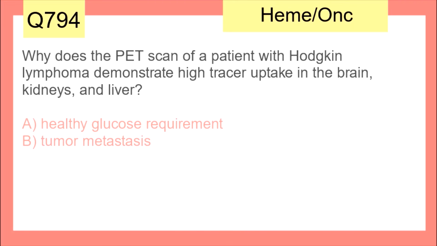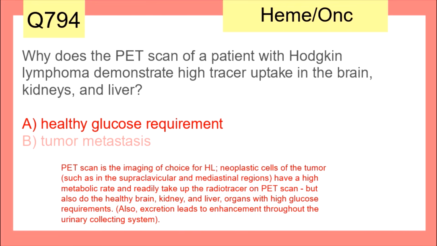Why does it demonstrate high tracer uptake in the brain, kidney, and liver? And that's simply because of healthy glucose requirement in those areas. You can take a look at that over here. Now, when we give the PET scan, we see high tracer uptake in those areas because they take up the glucose because they have a high requirement.